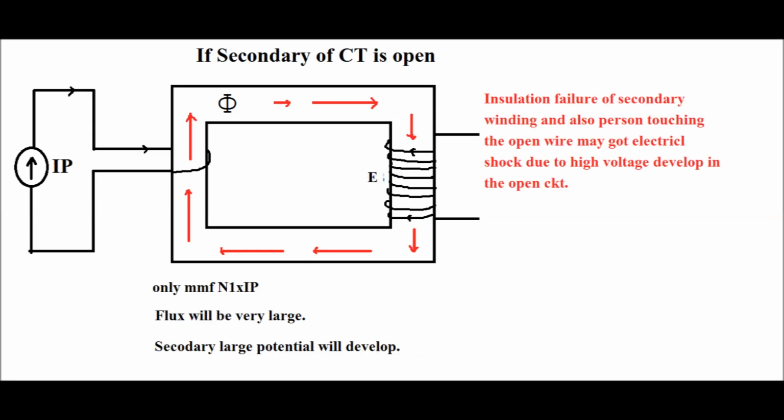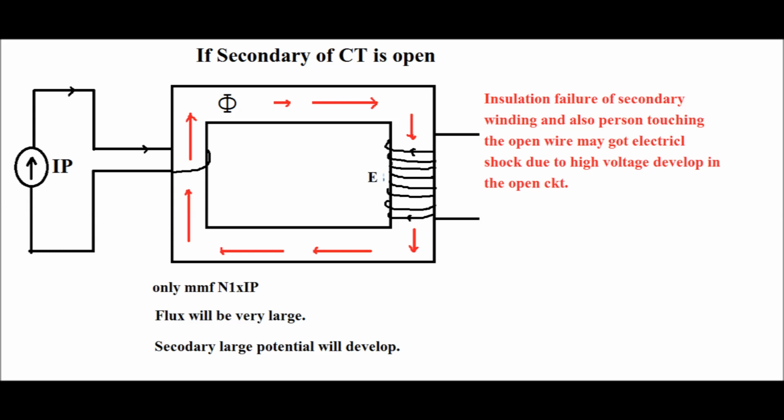Now if somehow the CT secondary gets open, then the net MMF produced by the primary winding is equal to N1 into IP, which will produce the flux phi only. This flux will flow in the core of the transformer, and this will induce an EMF depending upon the number of turns of the secondary winding. This EMF will be very large.